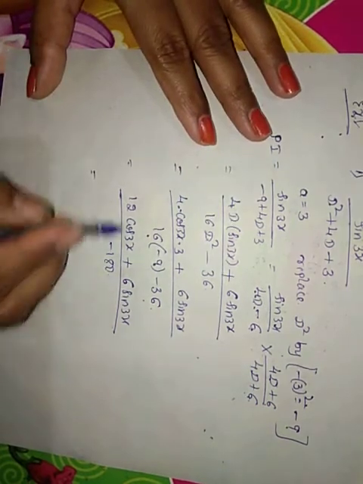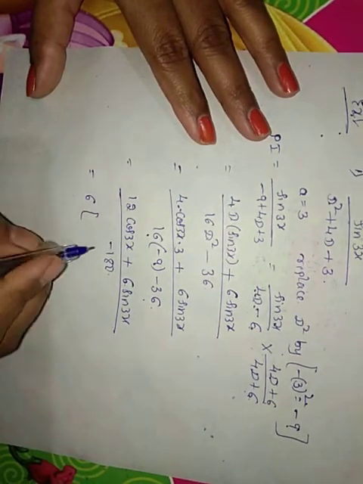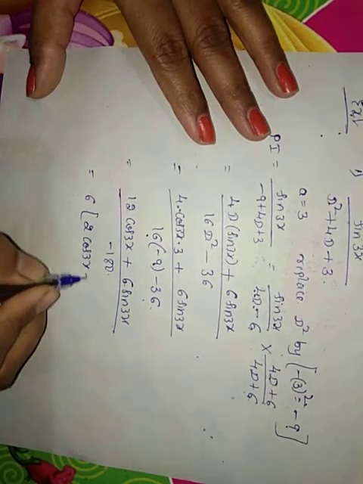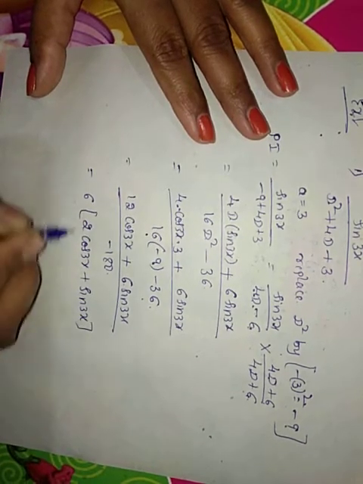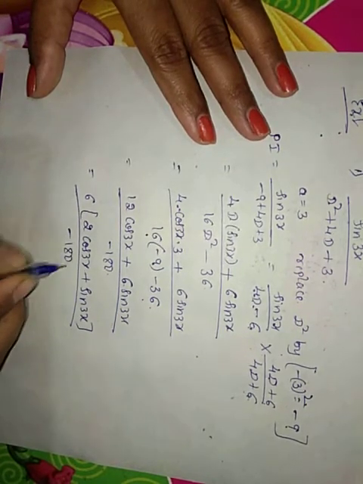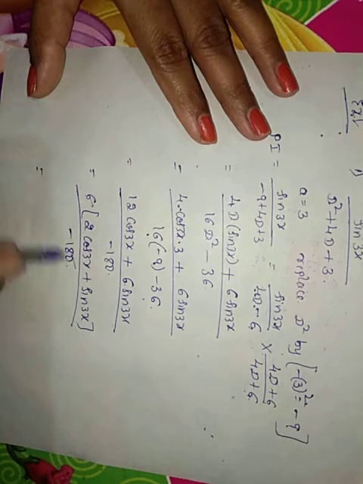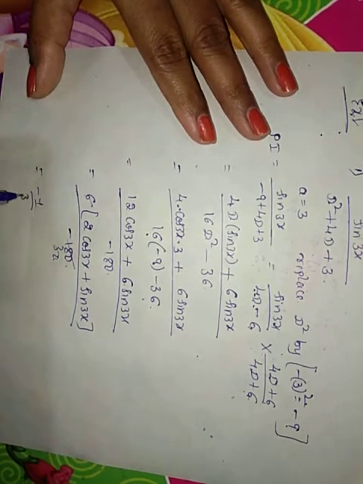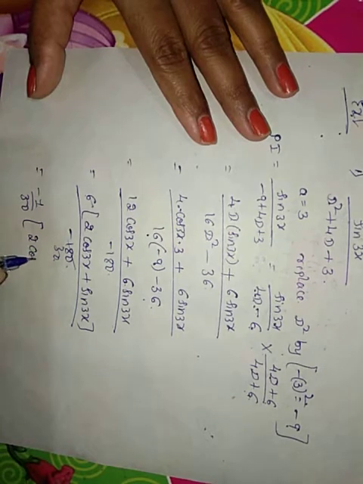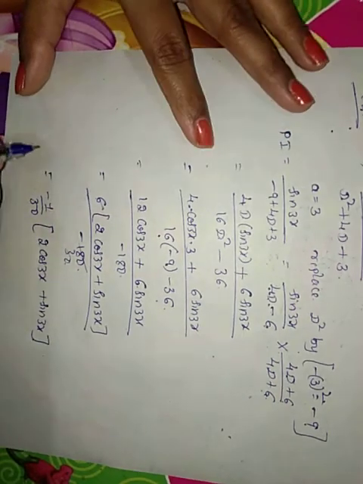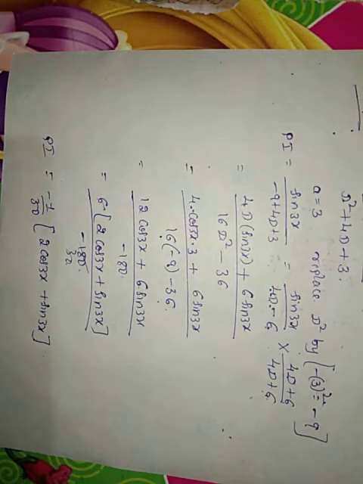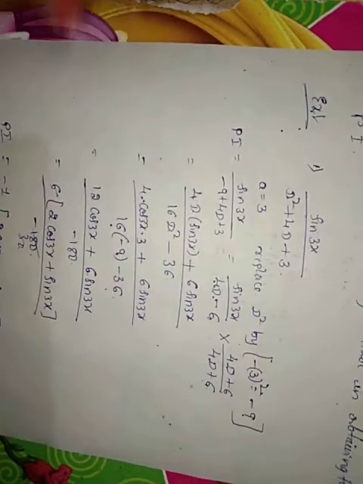Now take the 6 common in the numerator. If you take the 6 common outside, what remains is 2 cos 3x plus sin 3x divided by minus 180. Cancel the term: 6 ones are 6, 6 thirties are 180. So minus 1 by 30 into the bracket 2 cos 3x plus sin 3x. The particular integral is equal to minus 1 by 30 into bracket 2 cos 3x plus sin 3x, which is our particular integral of the function sin 3x divided by D squared plus 4D plus 3.